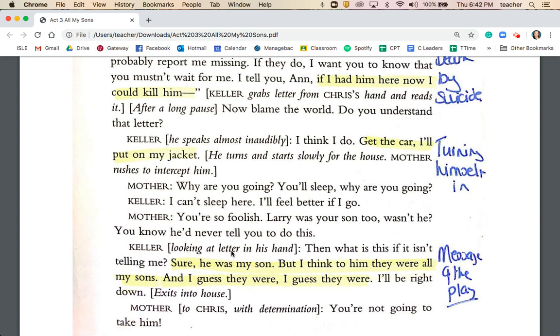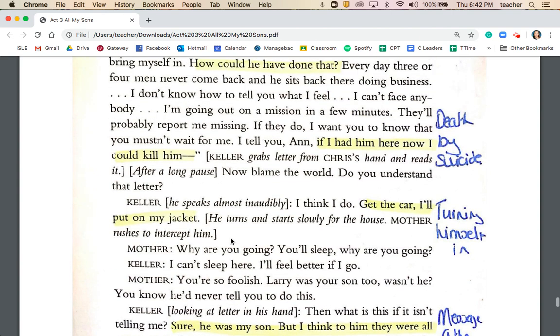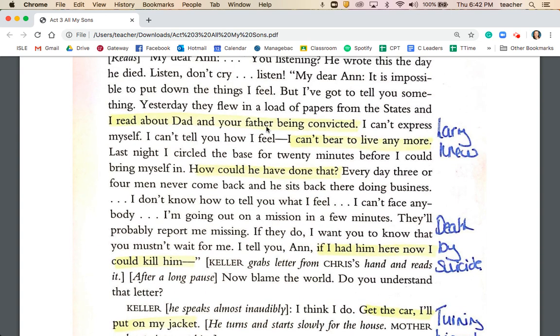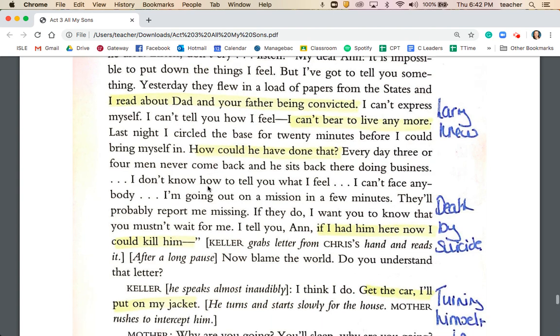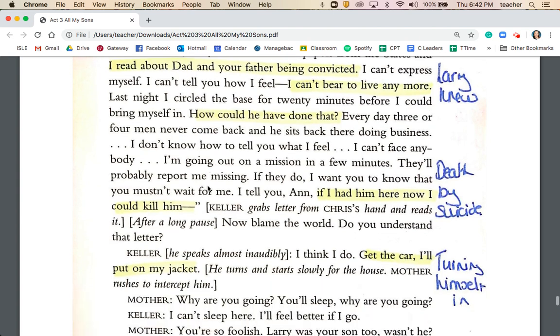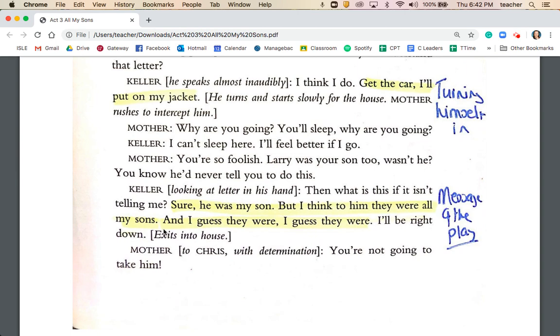And that's definitely the attitude that Chris and Larry had in the play, when Chris talked about the other men that had died in war with him when he was enlisted in the war. And Larry, obviously, when he says up here that every day, 3 or 4 men never come back, and he sits there doing business. Larry is equating the men that don't come back, who go out to battle in war, in the army or the air force, as, you know, their lives are just as valuable as Larry's is. And Joe is realizing here at this point that he had a responsibility to them as well.